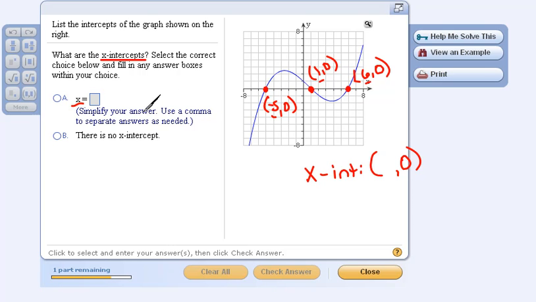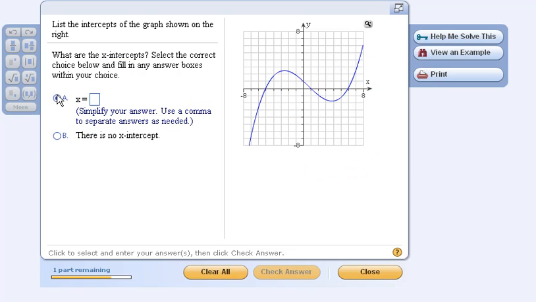Also, when you're looking at MyMathLab, make sure that you read these little clues here underneath your answer boxes. It says to simplify your answer if you need to, and use a comma to separate answers as needed. That's important because if you don't put a comma in between your answers, it will count it incorrect. So we're going to write in our answer box here negative 5, 1, and 6. And remember, we're going to do that separated by a comma.